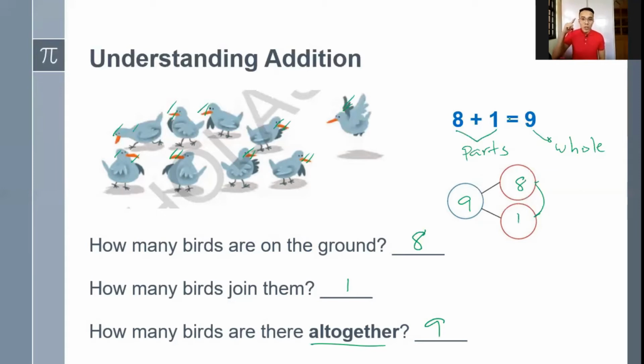Therefore, we are going to understand the word addition in this manner. Addition is about putting objects together. You put 8 birds and 1 bird together, you get 9 birds. That's the meaning of addition. What's addition again? Putting objects together. And if you see this symbol, the cross symbol, it means add. It means you're going to put 8 and 1 together and you get 9.